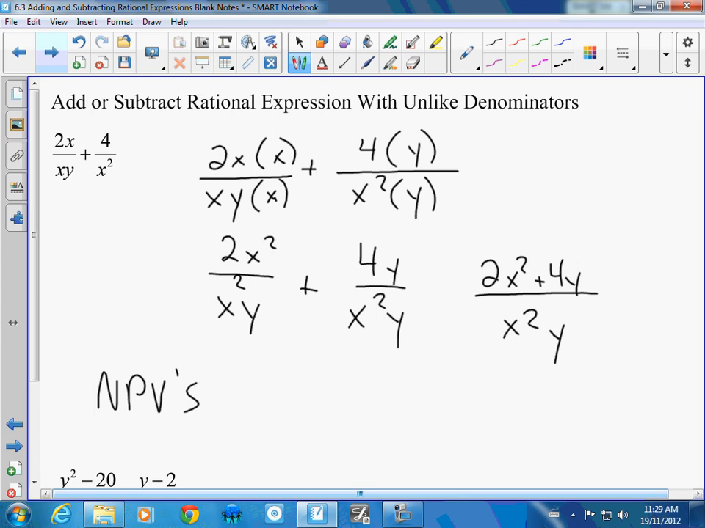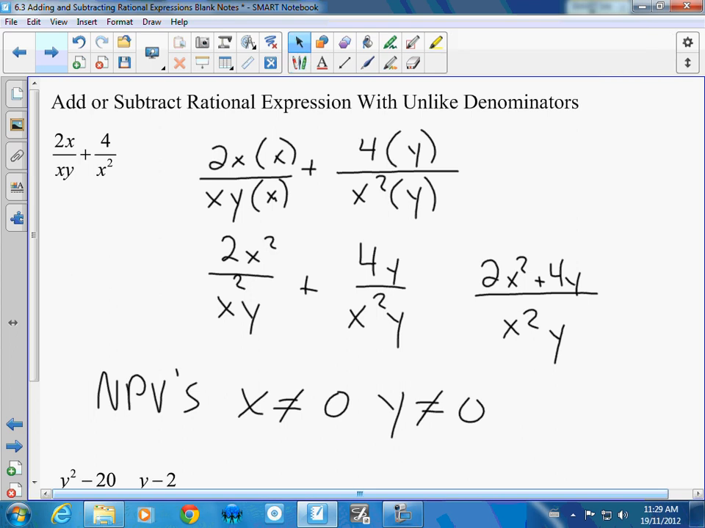What can X not be? 0. What can Y not be? 0. Those are easy NPVs. Anytime you get just plain old variables on the bottom, it's always 0. It's really quite easy. Why would I tell you that when you can figure it out on your own? If you figure it out on your own, you'll actually remember it. If I tell you that, you forget it.